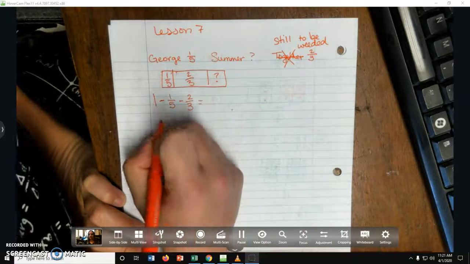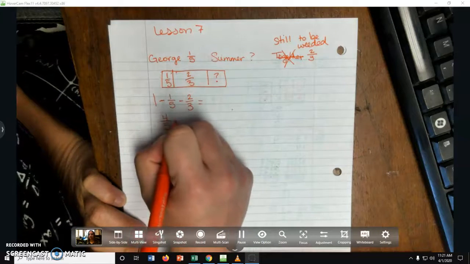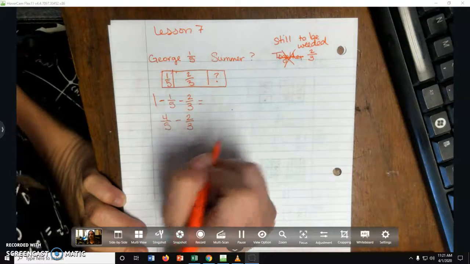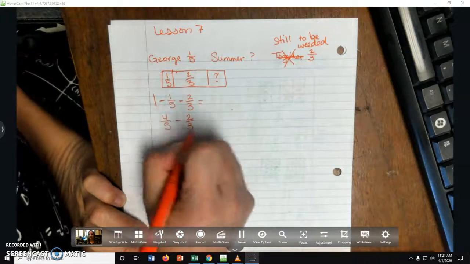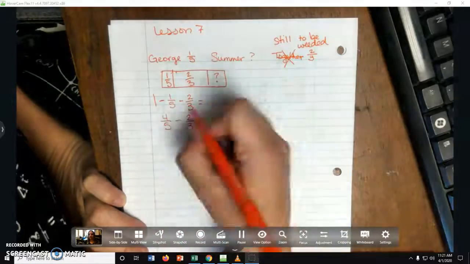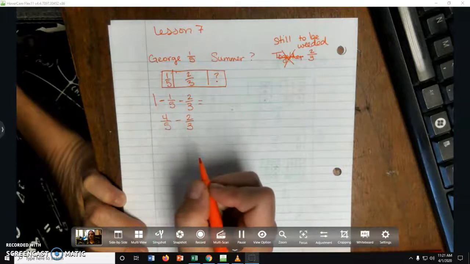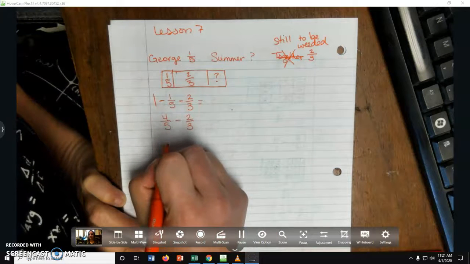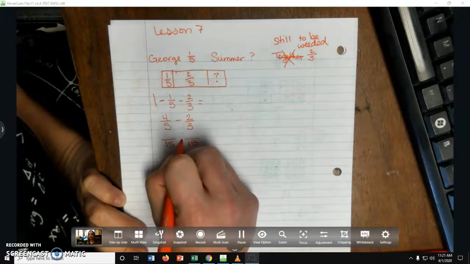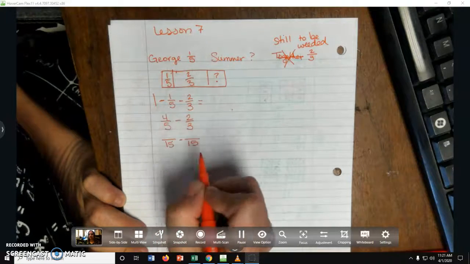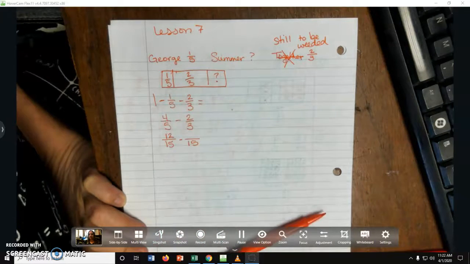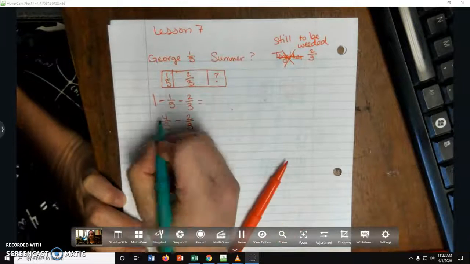So 1 minus 1/5 is going to leave me with 4/5. Now I'm going to take away 2/3. Same thing here. Okay, we have to get common denominators. Our units have to be the same. By now I hope we're getting to where we can do this in our minds. So my common denominator here is going to be 15. Here 4/5 becomes 12/15. Okay, I recommend still writing this out.